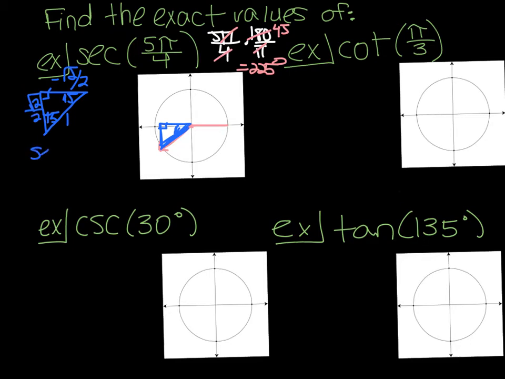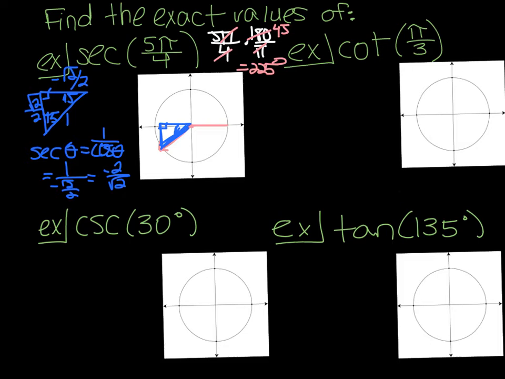Since secant of any angle is the same thing as saying 1 over the cosine of that angle, that's like saying 1 over the x value. So 1 over negative radical 2 over 2. When you keep change flip, that's going to give you negative 2 over radical 2.